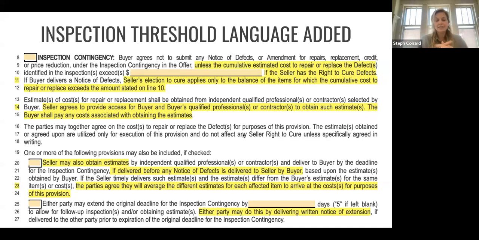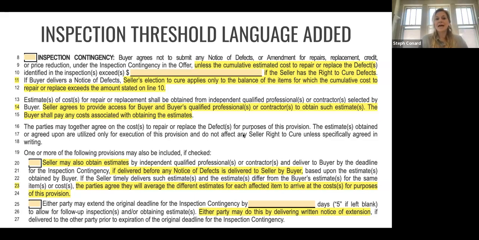So starting at line 8, you're going to hit an X if you are going to use this language. Just to let you know, there are 2 other provisions in the Addendum AC that address the appraisal gap and the accelerator clause. So you can use this form and use one or all of the additional provisions. So that's why we still need to mark an X.